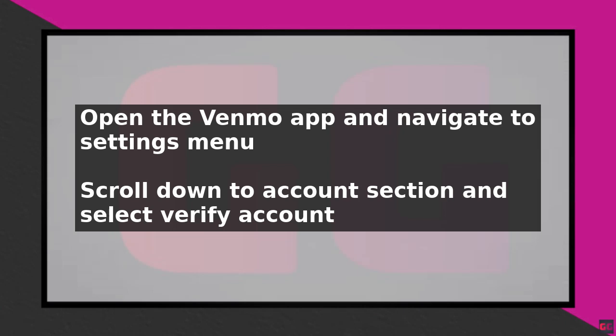To start the verification process, you need to open the Venmo app and navigate to the Settings menu. This can be found by tapping the three lines in the top left corner of the screen. Once you are in the Settings menu, scroll down to the Account section and select Verify Account.